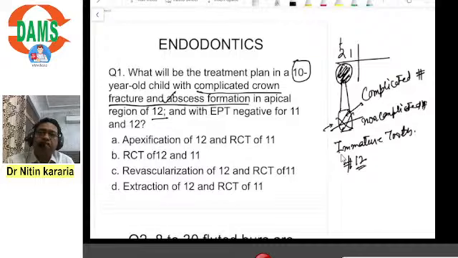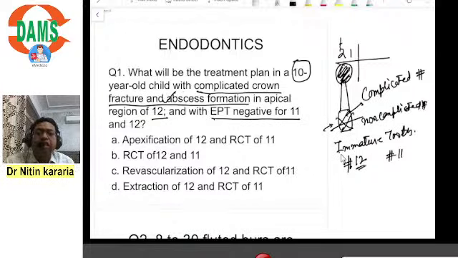So a tooth which is having a necrotic pulp, incomplete root formation and complicated crown fracture has a very poor prognosis. It is difficult to survive. So the best treatment option for such a tooth would be extraction. Okay. If we talk about the other tooth, that is 1-1, the maxillary right central incisor, in such cases it is simply EPT negative for 1-1, meaning the pulp is necrotic.